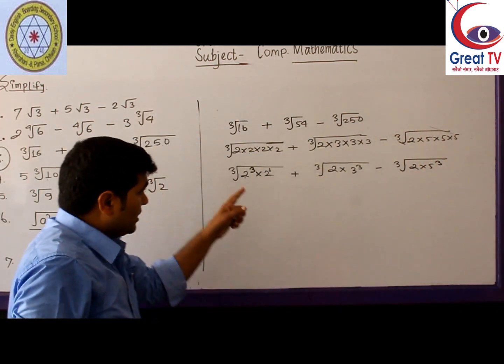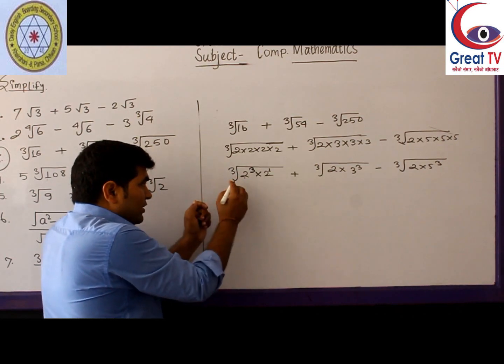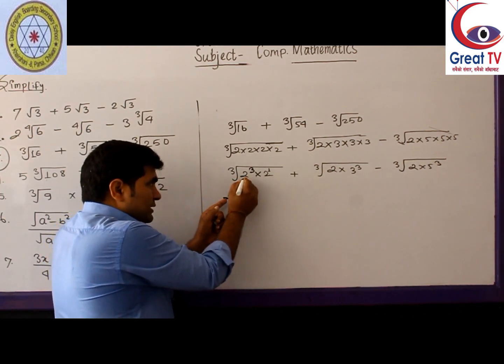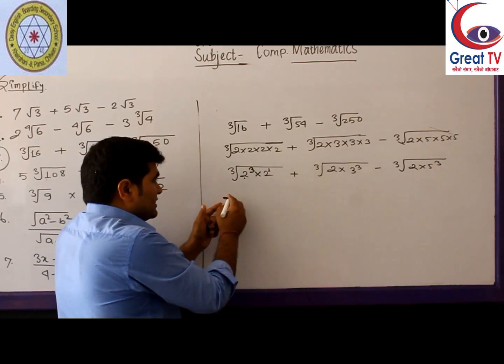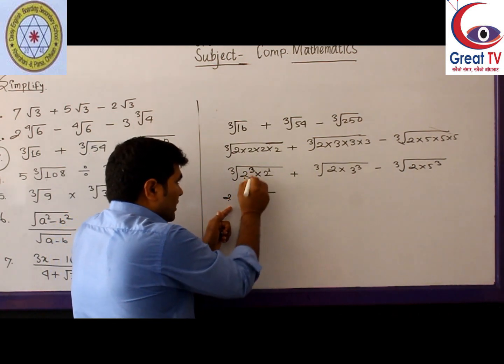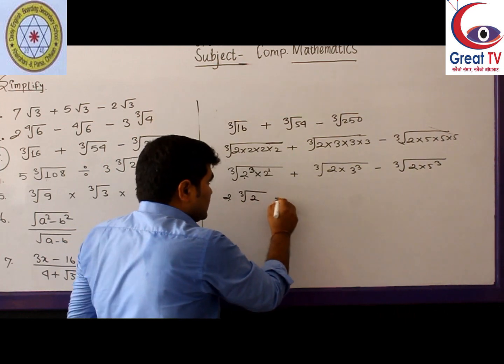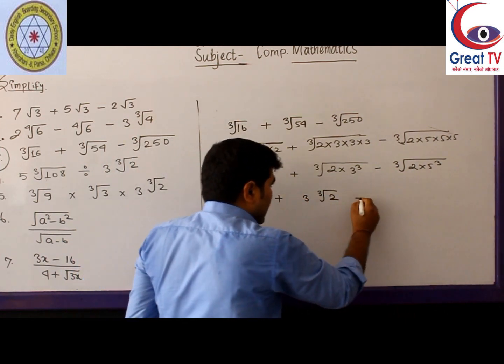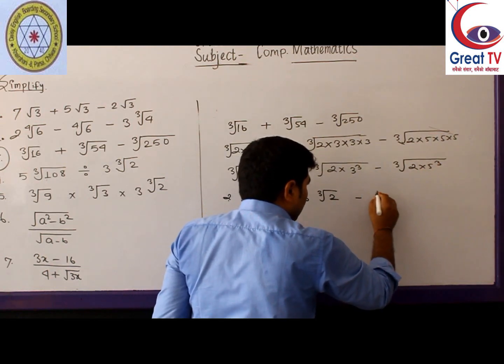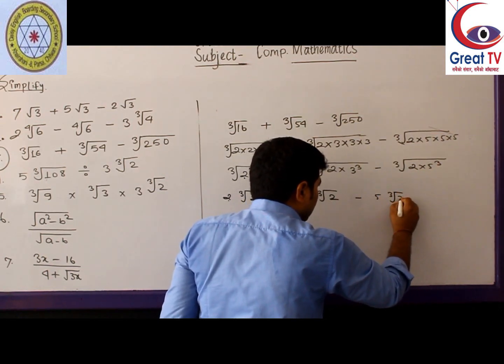Okay, now to get this 2 out of the radicand: here this 2 is in radicand form, but now it becomes a rational factor. This is the coefficient of that surd. Now 2 plus 3 cube root 2 minus 5, getting out of the radicand, 5 cube root 2.